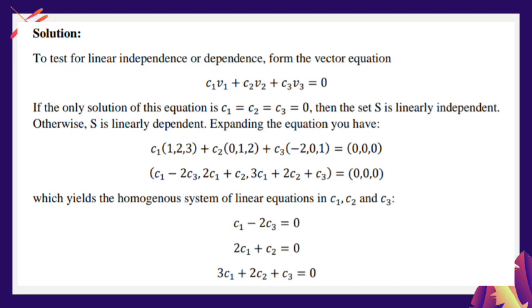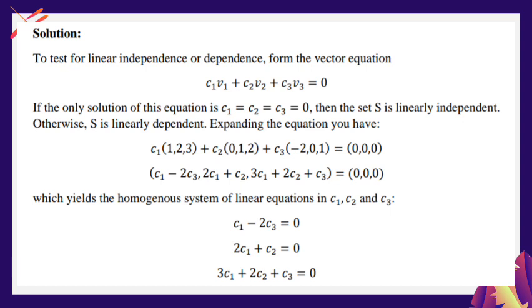Equate it to 0. If the only solution of this equation is C sub 1 equals C sub 2 equals C sub 3 equals 0, then the set S is linearly independent. Otherwise, S is linearly dependent. So, expanding the equation, we have C sub 1 times (1, 2, 3), which is the V sub 1, plus C sub 2 times (0, 1, 2), which is the V sub 2, plus C sub 3 times (-2, 0, 1), which is the V sub 3, is equal to (0, 0, 0).